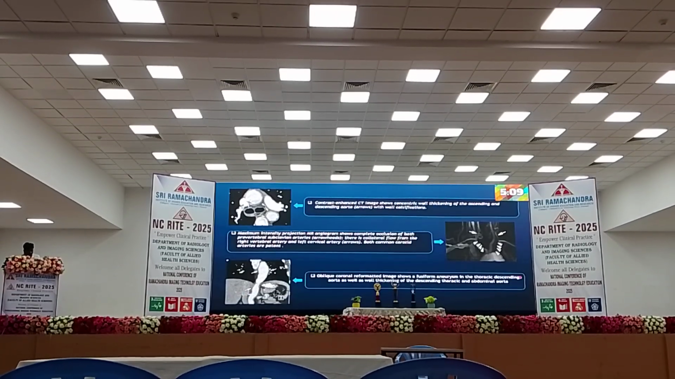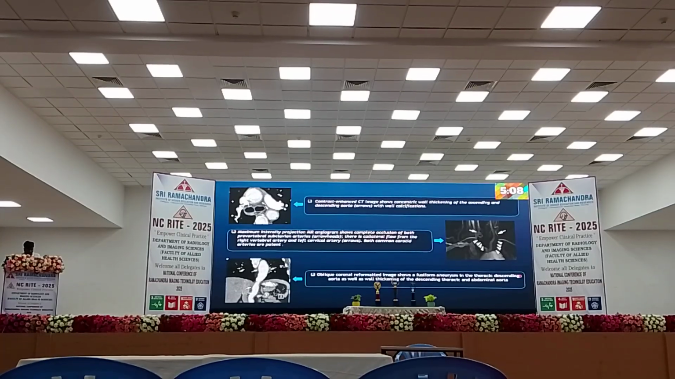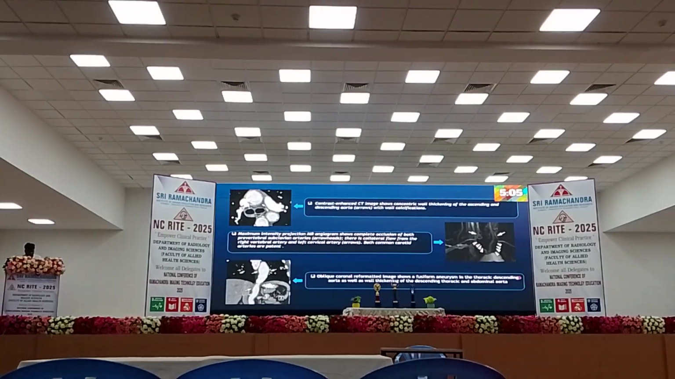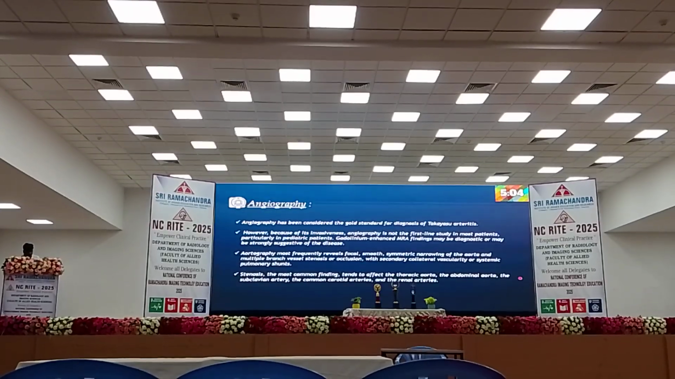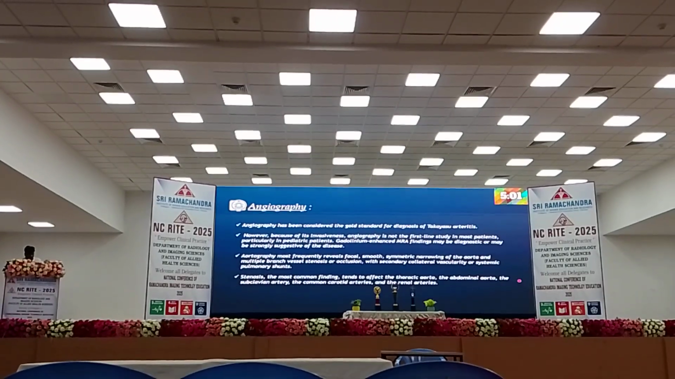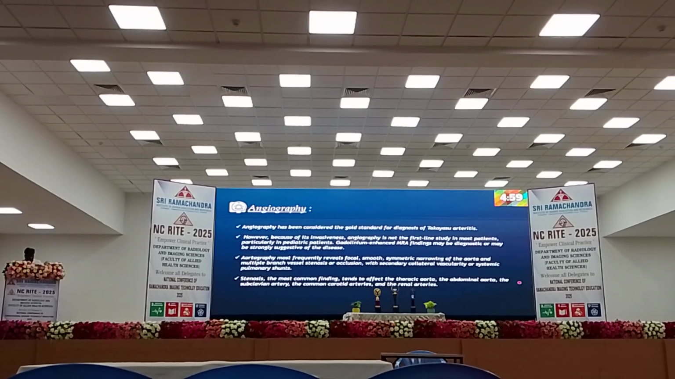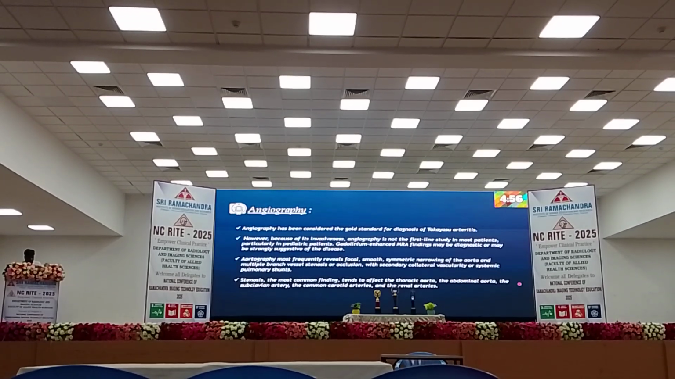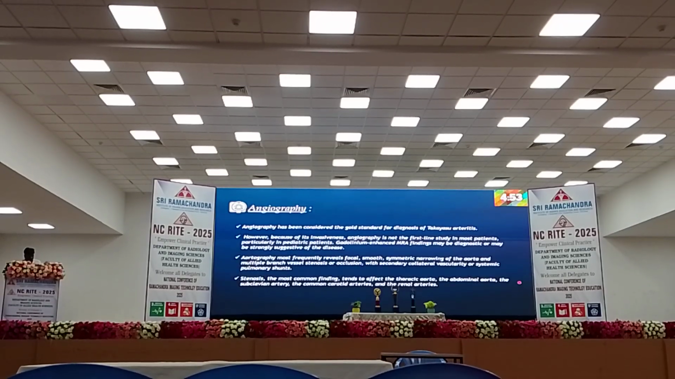In this image, an oblique coronal reformatted image shows an aneurysm in the thoracic descending aorta as well as wall thickening of the descending thoracic and abdominal aorta. Angiography. Angiography has been considered the gold standard for diagnosis of Takayasu arteritis. Because of its invasiveness, angiography is not the first line study for most patients, particularly pediatric patients. Gadolinium enhanced MRA findings can be strongly suggestive of the disease.